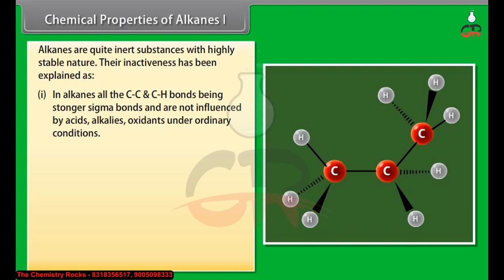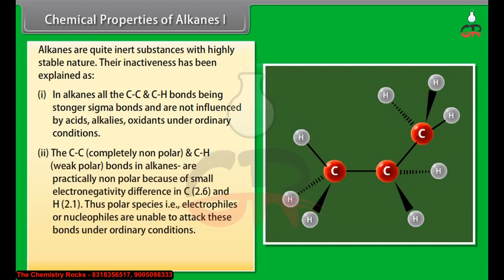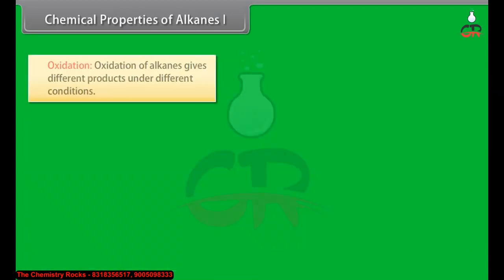Number 2. The carbon-carbon bonds are completely nonpolar and the carbon-hydrogen bonds are weakly polar, particularly nonpolar because of the small electronegativity difference between C, 2.6, and H, 2.1. Thus, polar species, that is, electrophiles or nucleophiles, are unable to attack these bonds under ordinary conditions. In spite of their less reactive nature, alkanes show some characteristic reactions.